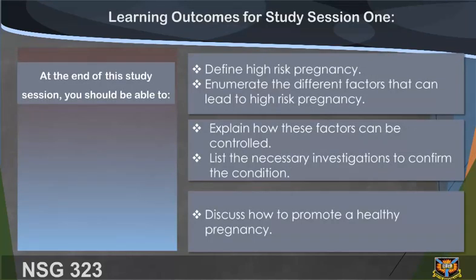Learning outcomes. At the end of this study session, you should be able to define high-risk pregnancy, enumerate the different factors that can lead to high-risk pregnancy, explain how these factors can be controlled, list the necessary investigations to confirm the condition, and discuss how to promote a healthy pregnancy.